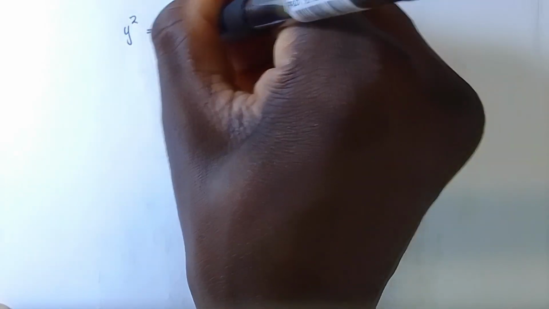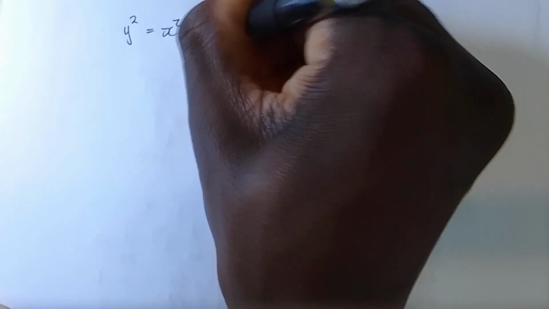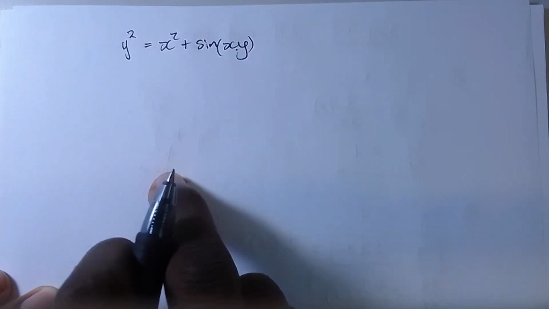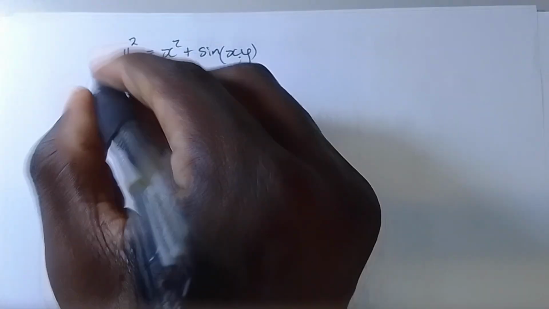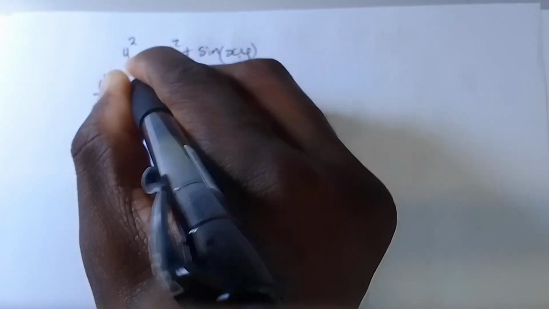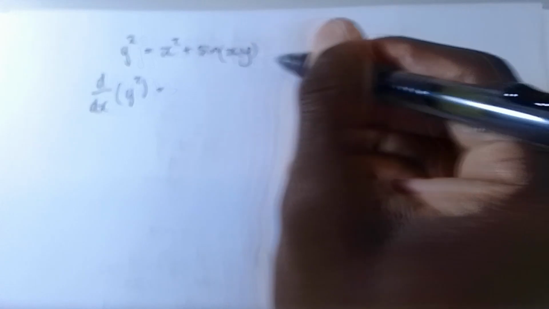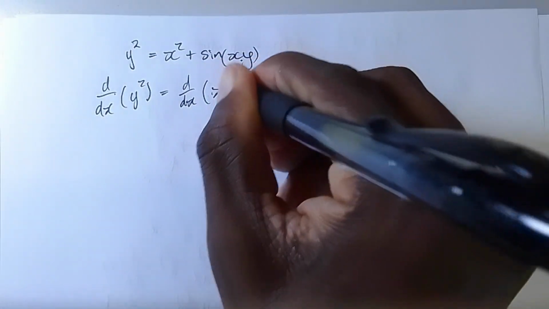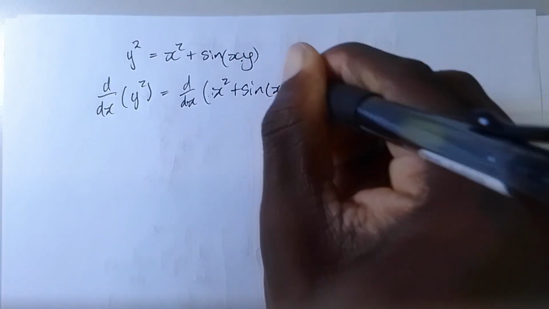The example we'll do now is y squared is equal to x squared plus sine xy. We have to differentiate this using implicit differentiation and find dy/dx. How we differentiate this is we say we want the derivative of this side, d/dx of y squared, and we also want the derivative of this side, d/dx of x squared plus sine xy.